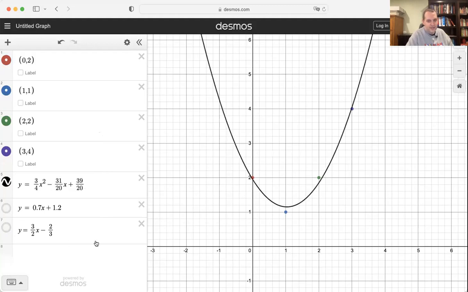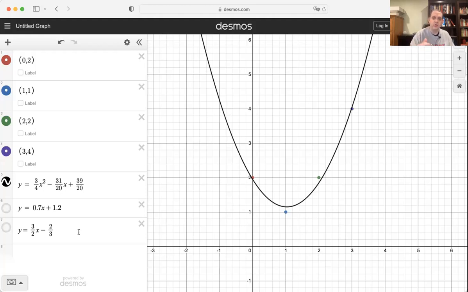And so that's pretty cool, right? That's a pretty good approximation of a parabola to those points if we want to minimize the least squares there. We're minimizing that vertical distance squared.